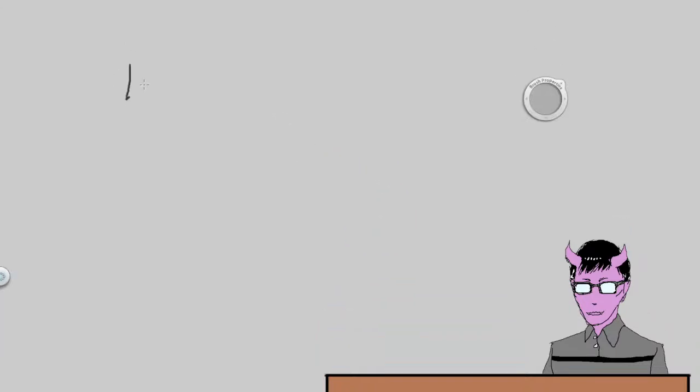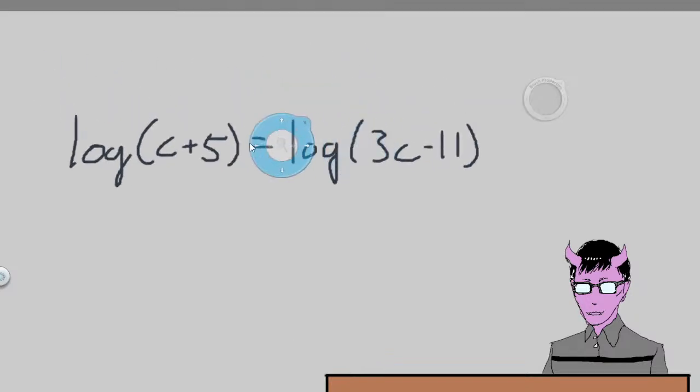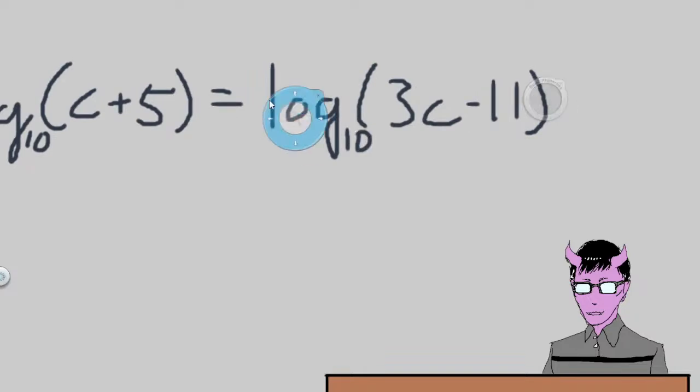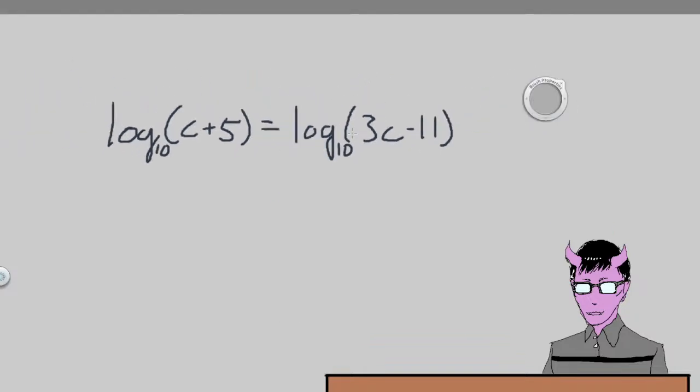We have log of c plus 5 is equal to log of 3c minus 11. Alright, a quick note on invisible numbers: if you don't see any number on the bottom, it's actually an invisible 10, and this is an invisible 10. Not super important for this problem, but I just wanted to point it out. So you don't have to write those base 10s, but understand that if you see no numbers, there actually is a number, and the number is always going to be an invisible 10.